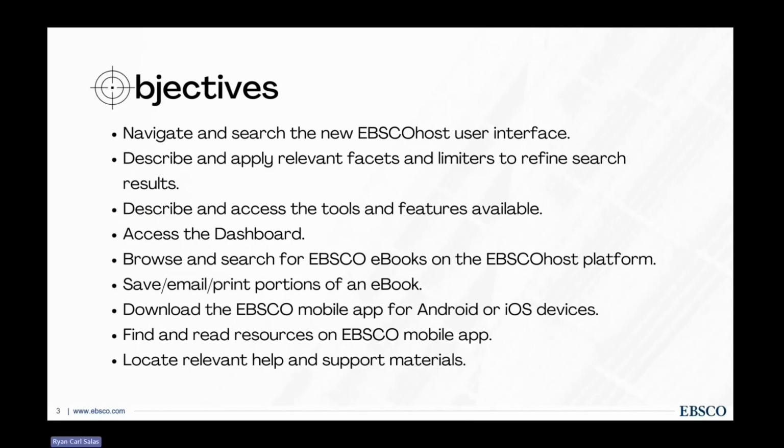I'll show you how you can browse and search for EBSCO ebooks using the new EBSCOhost platform. We're going to save, email, and print portions of an ebook. We're also going to touch on the EBSCO mobile app, and I'm going to show you how you can download the EBSCO mobile app for Android or iOS devices. And we're going to find and read resources on the EBSCO mobile app, and finally locate relevant help and support resources using EBSCO Connect, which is our help website.